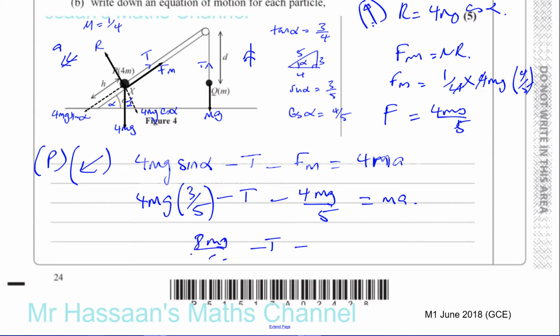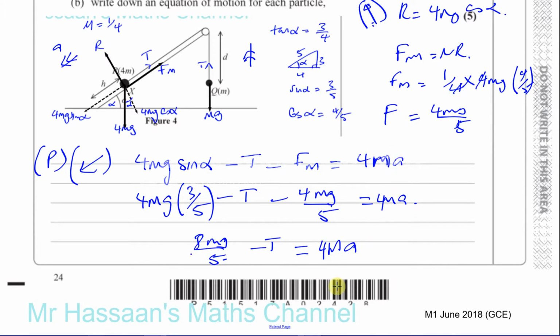So m here is actually 4m. No, we already wrote that as m. Sorry, that's 4ma. Yeah, I forgot to write the 4 there. Okay, that's 4ma. So 8mg over 5 minus T equals 4ma. That's one equation of motion for P.